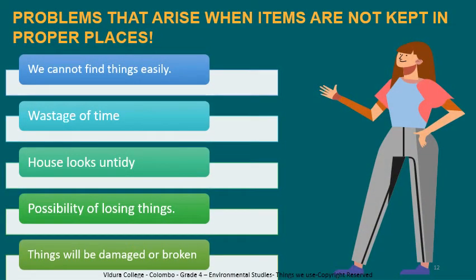Now let's see what are the problems that will arise when you don't keep your things in proper places. First one, we cannot find things easily. When you keep things here and there, you will forget them. So, you should keep your things in a proper place. And it will be a wastage of time. And if you keep things here and there, your house looks untidy and you will even lose things. There is a possibility that you will get the things damaged or broken.